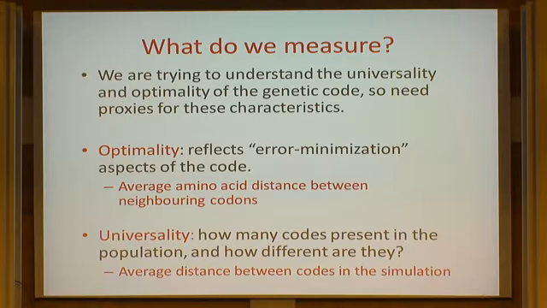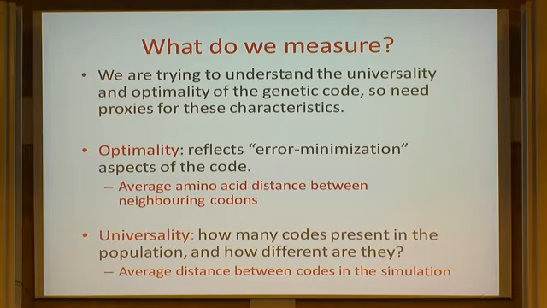Now what do we measure? What's the output of this big digital life calculation? Well, what we're trying to understand is optimality and universality. So what we measure is the error minimization aspect of the code. We look at the polar requirement scores between neighboring codons. We look at the average amino acid distance between neighboring codons.